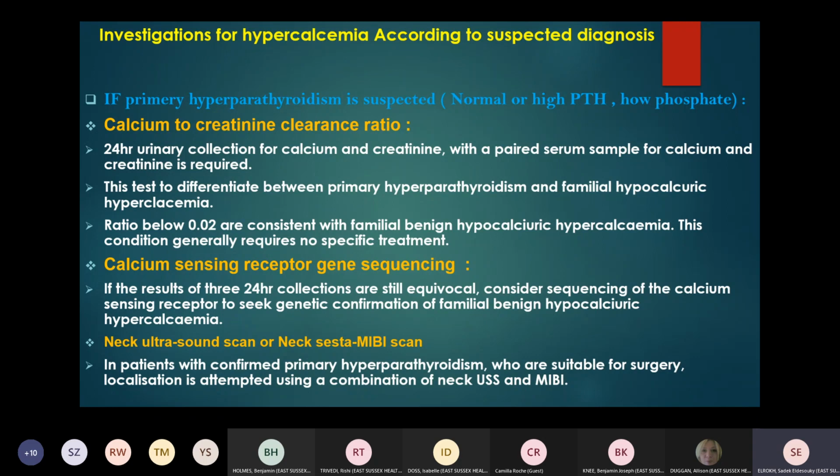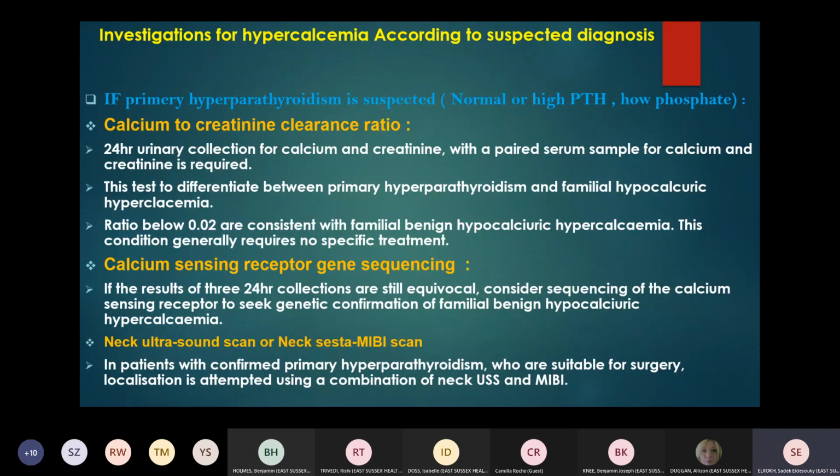If you find that the ratio is below 0.02, this is consistent with familial benign hypocalciuric hypercalcemia, which is a benign condition and doesn't require treatment in all cases. And if you find that the ratio is less than 0.02, the next step is calcium sensing receptor gene sequencing to confirm the diagnosis of familial benign hypocalciuric hypercalcemia.